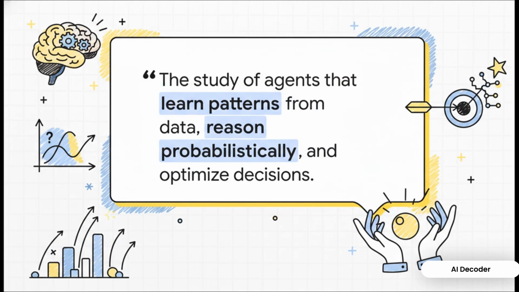So, let's wrap this whole journey up. If we put it all together, this is what we get. This is artificial intelligence, with all the hype and sci-fi stripped away. It's not magic, it's the mathematical and computational study of intelligent agents that learn patterns from data, that reason using probability, and that optimize their decisions to achieve a specific goal. And that's it. It might just be one of the most powerful tools our species has ever invented, and we've just seen how it's built piece by piece from absolute zero.